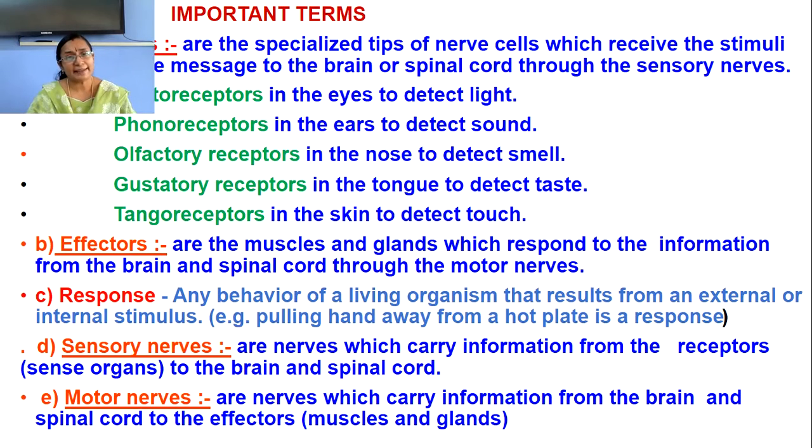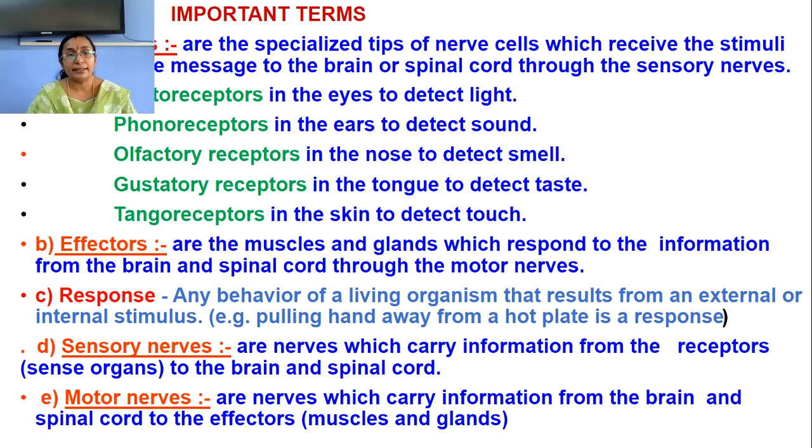Now we will familiarize ourselves with some terms that we have been using or will be using in this chapter. The first one: we talked about receptors in the first example, where you saw that the sense organ was portrayed as the receptor. Receptors are actually specialized tips of nerve cells which are capable of receiving stimuli and passing this to the brain or the spinal cord with the help of nerves. There are different types of receptors in our body depending on the particular stimuli that we have to detect.